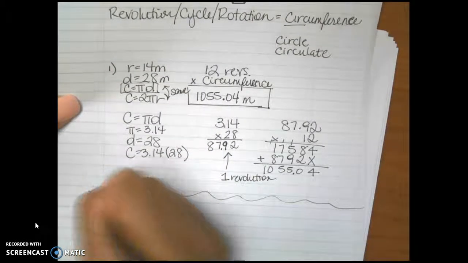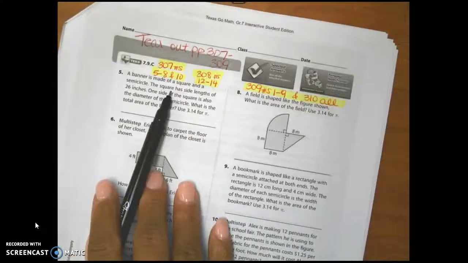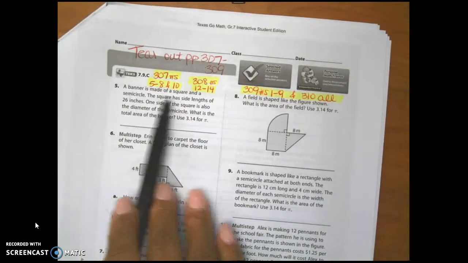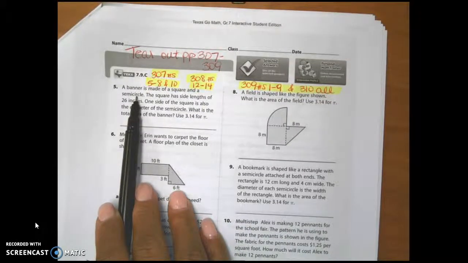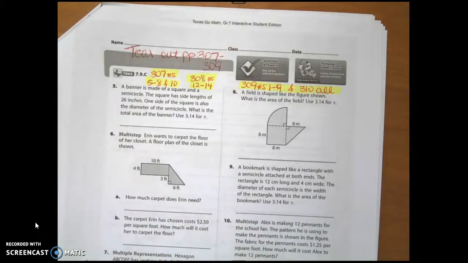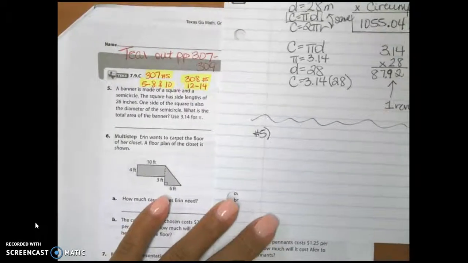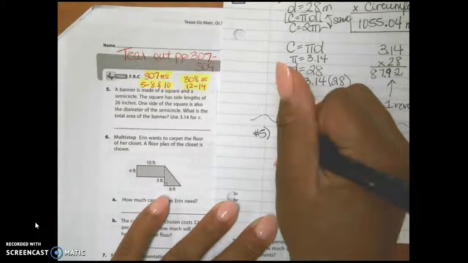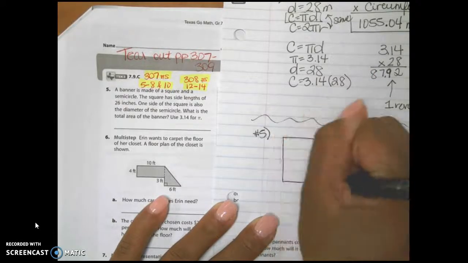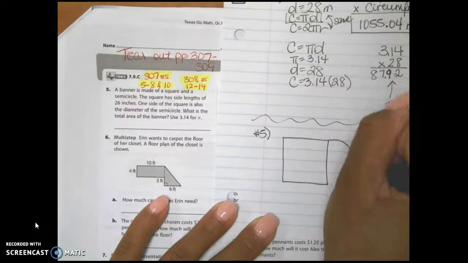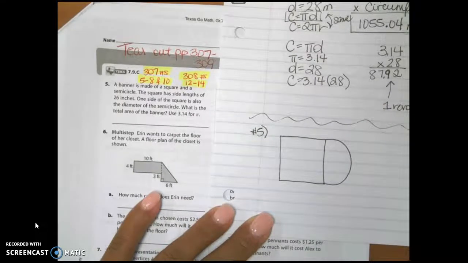Number 5. Okay. For this one, it says a banner is made of a square and a semicircle. Do you see a square or a semicircle anywhere on this paper for question number 5? No. So what does that mean you need to do? Draw a picture. You have to see this in order to make it concrete and understandable. So a square and a semicircle. Boom. There they are.